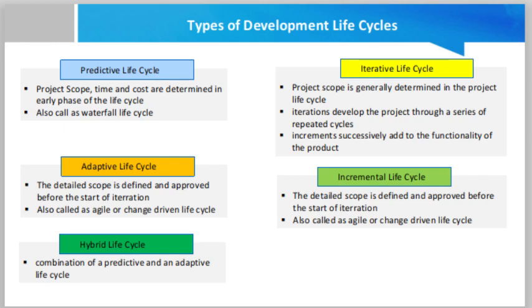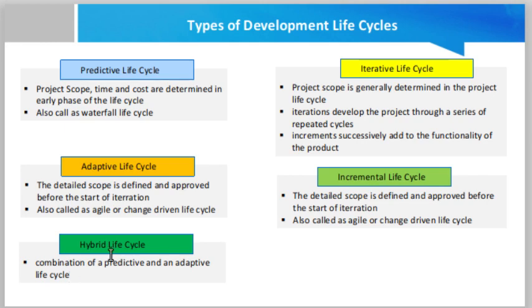Next is the incremental life cycle. In the incremental life cycle, the delivered detailed scope is produced through a set of iterations that successively add functionality within a predetermined time frame. Okay, so this is also another approach, incremental.